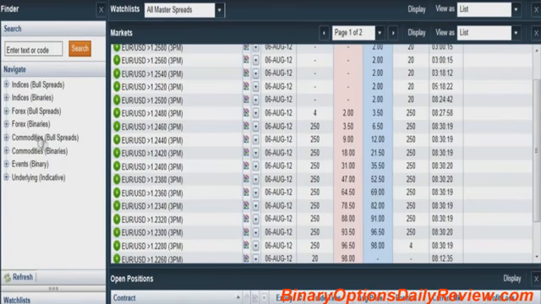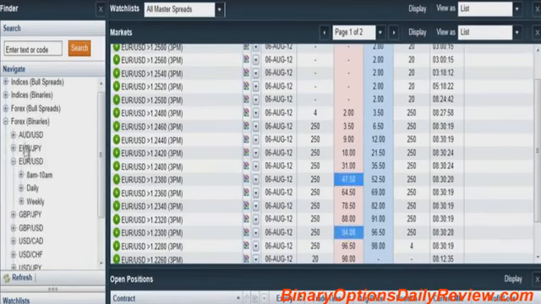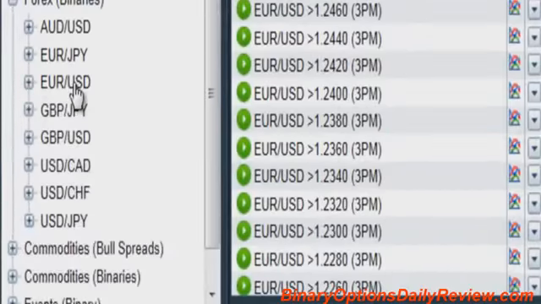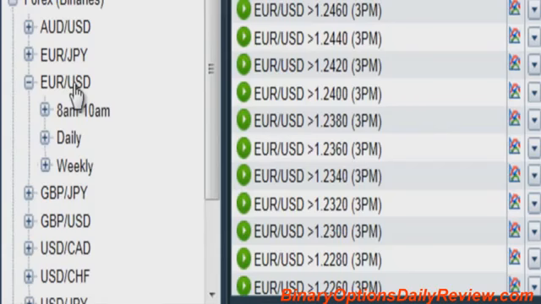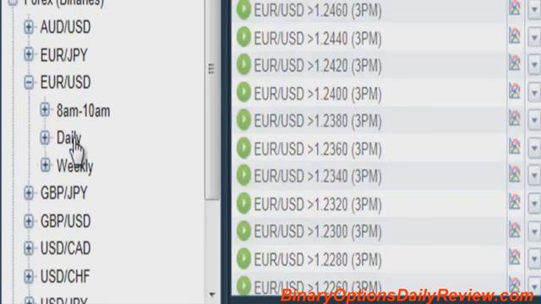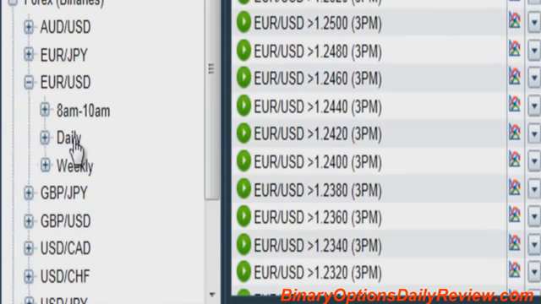But if you log into your Nadex account, over here you have forex binaries. If you click on that, then I think it's 7 different currency pairs pop up. We're going to look at the Euro US dollar, and again you can trade on an hourly or so basis. This one closes at 10 o'clock a.m. Eastern time. This is a daily trade, and this is a weekly. We're going to focus on the daily one.